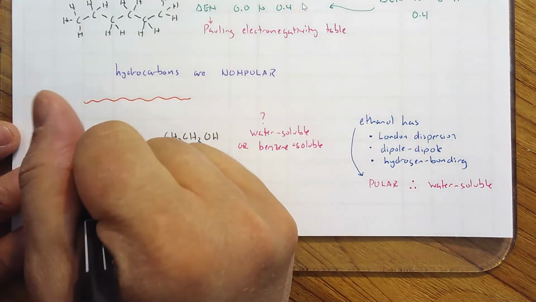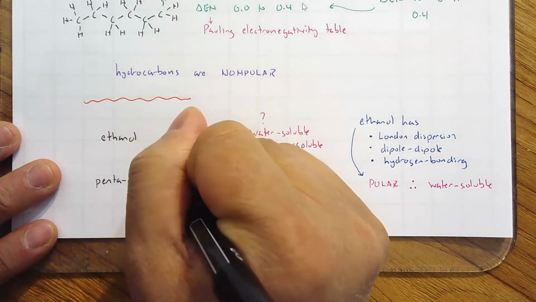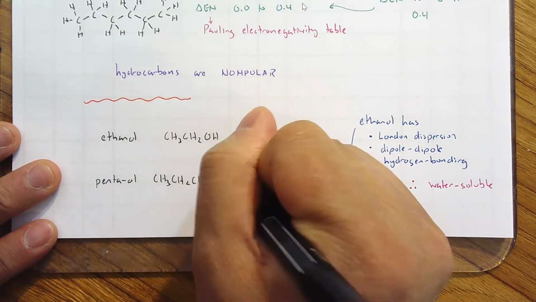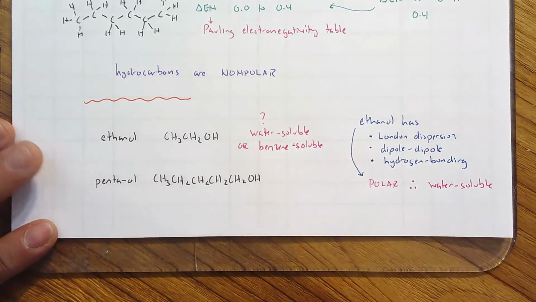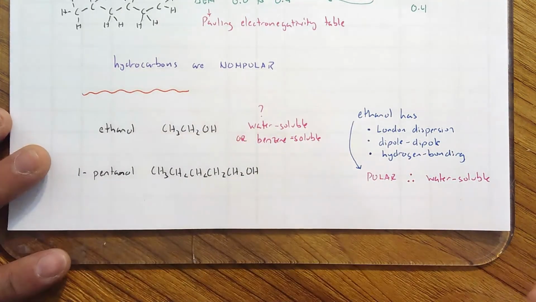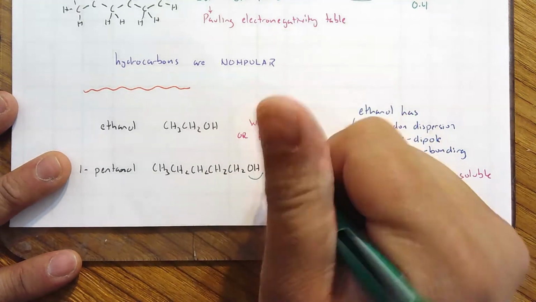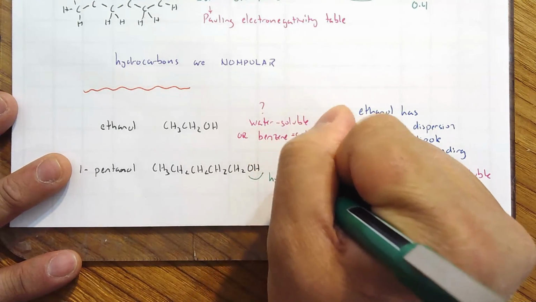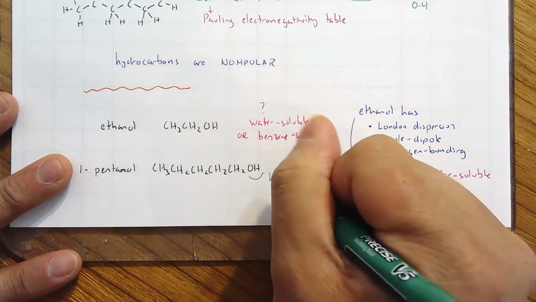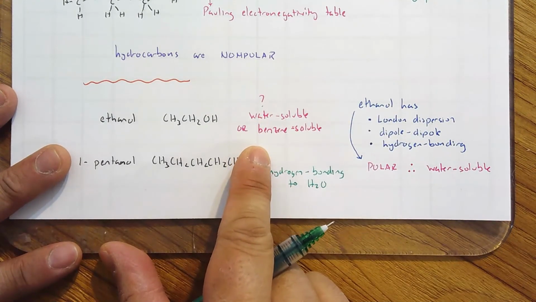But let's go higher. Let's go to pentanol. I'm running out of space. But CH3, CH2, CH2, pent is 5. So we have 5 carbons, and then OH. And technically, it's 1-pentanol. That's an N. Well, the issue is we still have this hydrogen bonding part. And you could hydrogen bond to what? To water. It would determine whether it's more water or benzene soluble.